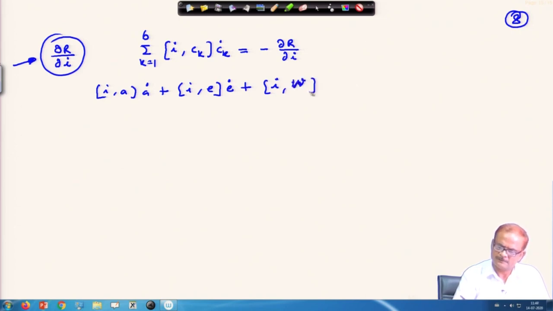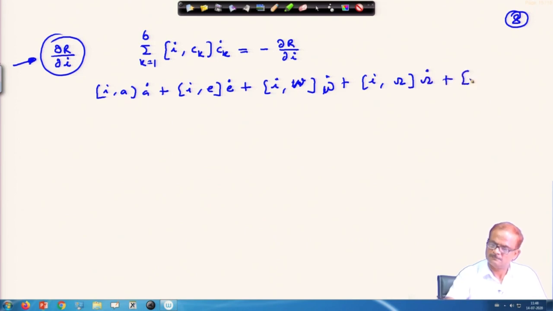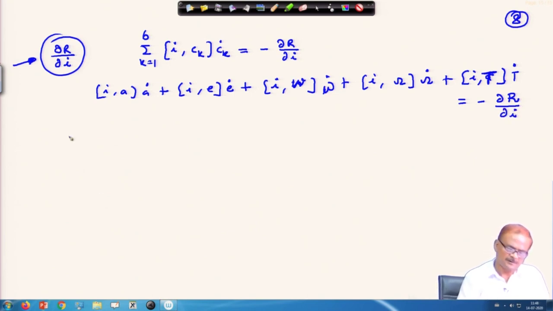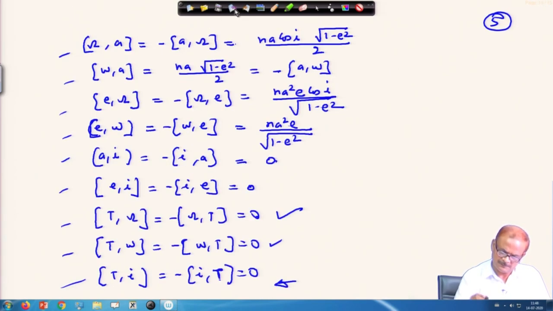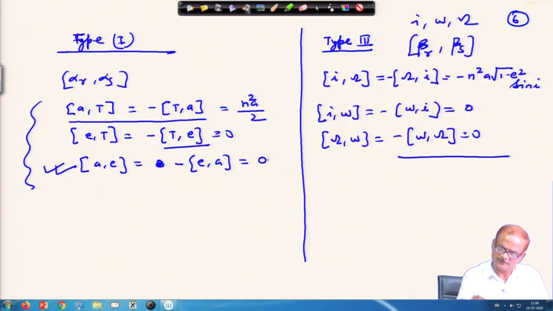Then small omega times omega dot, I sigma or I t times t dot, and this equals minus ∂R/∂I. And now insert all these values. So, I a, this value is 0. I e, we go back and look here, this I e is also 0.